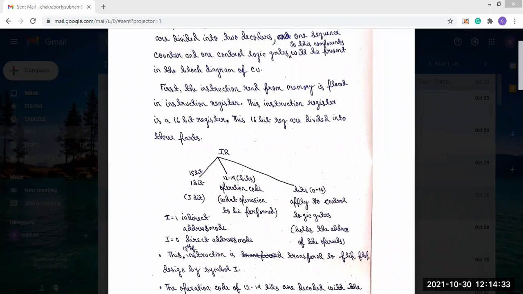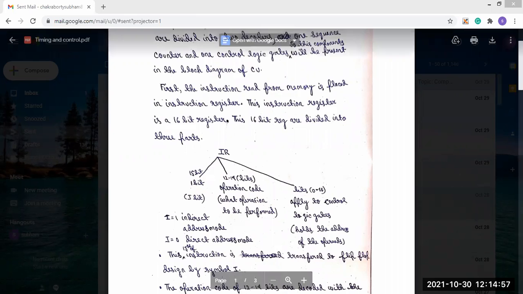And if it is 0, it is direct addressing mode. Now, the I bit is one bit. So the 15th bit is transferred to a flip-flop designated by the symbol I. It works like the I flip-flop.